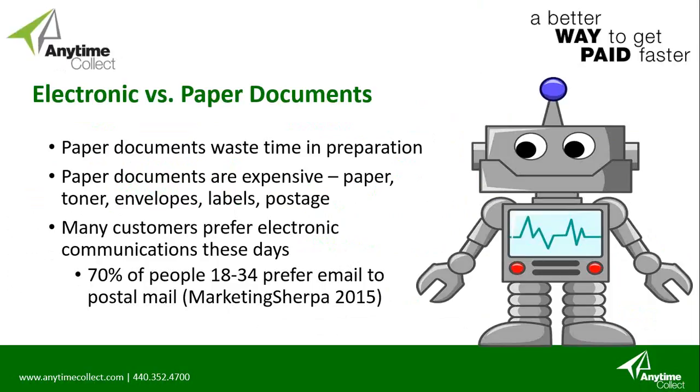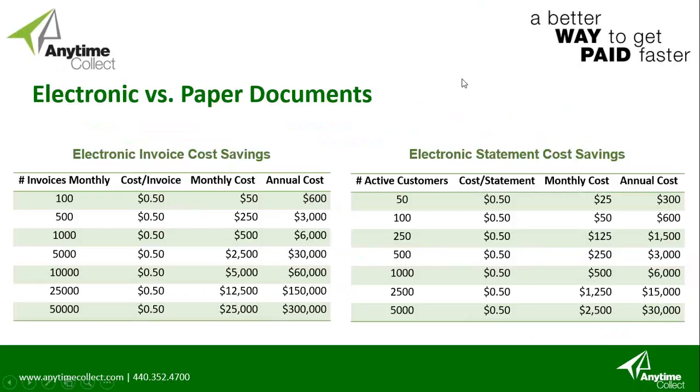I have one of many, many statistics out there, and I wanted to focus on this one because it's really a change in what's happening with demographics. These are the 18 to 34-year-olds. 70% of them prefer email to postal mail. And that was a very recent MarketingSherpa statistic. So, lots of benefits to using automation to get rid of paper within our business.